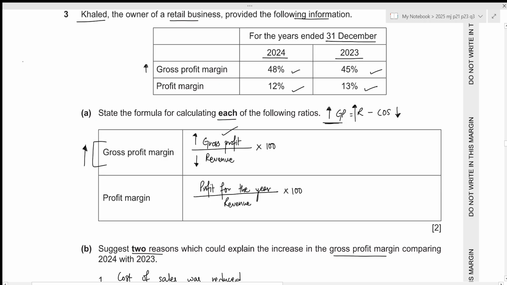Now, while calculating our profit for the year, we'll start with the gross profit, then we add other income and subtract all of our expenses. So in this case, the entire profit margin ratio is decreasing, and the reason could be due to the decrease in profit for the year. So if we want our profit for the year to decrease, then it means that either other sources of income should decrease or our expenses should increase. So that is our possible reason. The very first one is that other income was reduced. Let's write it down.